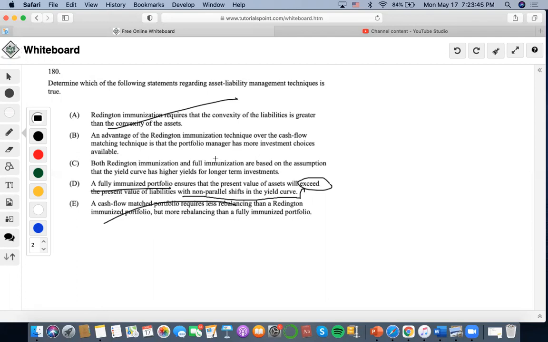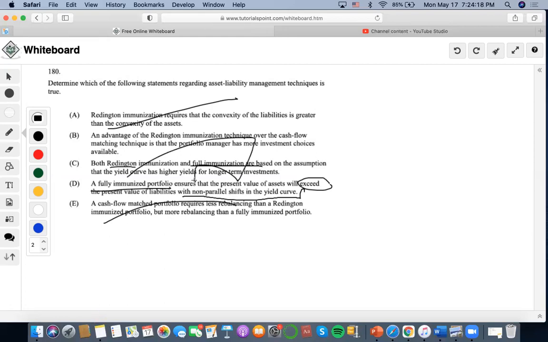So again, for the answer saying both are based on the same assumption, I've heard that Redington immunization and full immunization are different in ways that full immunization deals with yield rates that are either high or low, so it's broader in scope, whereas Redington isn't and only deals with small changes. So they both can't be based on the same type of assumption dealing with the yield curve. So that's why C is out.